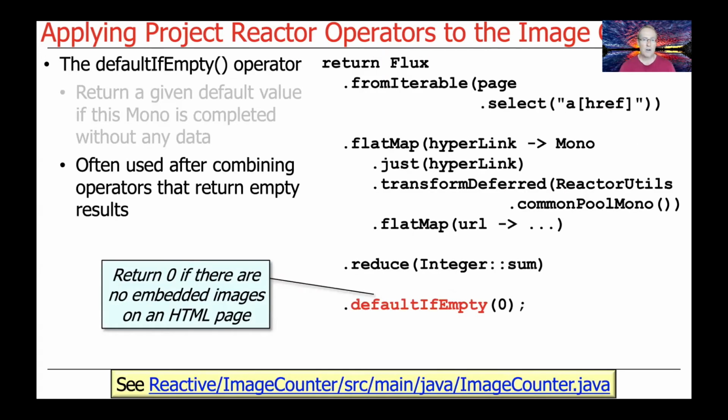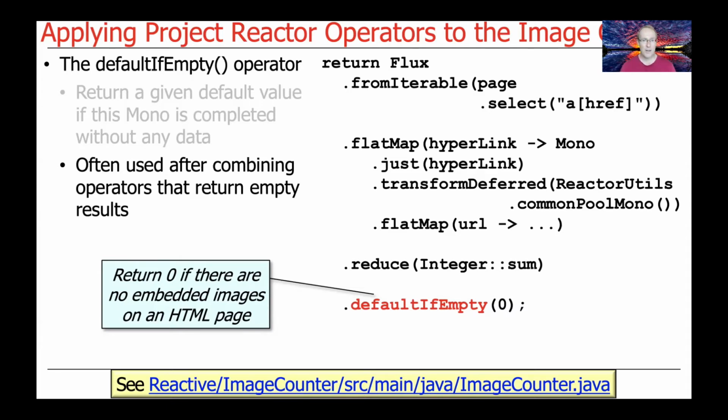This operator is commonly used after other combining operators that return empty results. Examples of that would be things like reduce or collect list. Here's an example that we'll talk about when we get into the source code. I'll just give you the short summary right now.